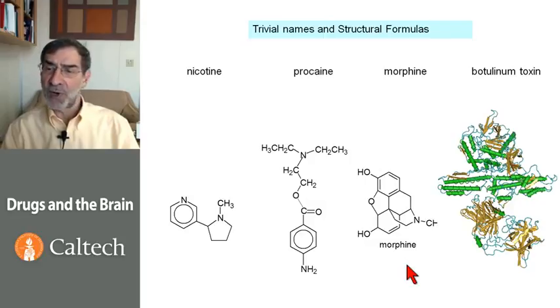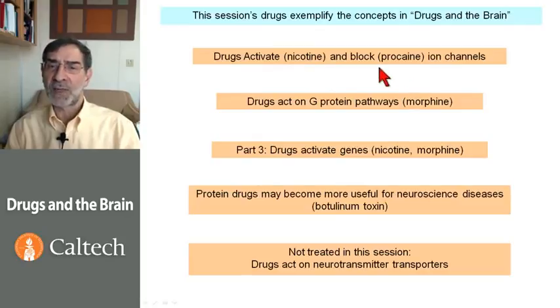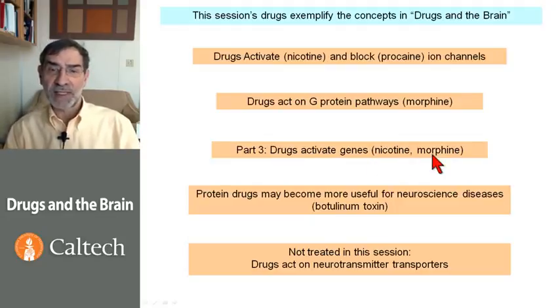And you'll see they are markedly different. Botulinum toxin seems to have a very different cartoon than the other drugs. We'll get into that. But these 4 drugs exemplify the concepts in drugs in the brain. Drugs activate and block ion channels. A drug that activates ion channels is nicotine, and one that blocks ion channels is procaine. Drugs act on G protein pathways. That would be morphine. Drugs activate genes eventually. That would be nicotine and morphine.